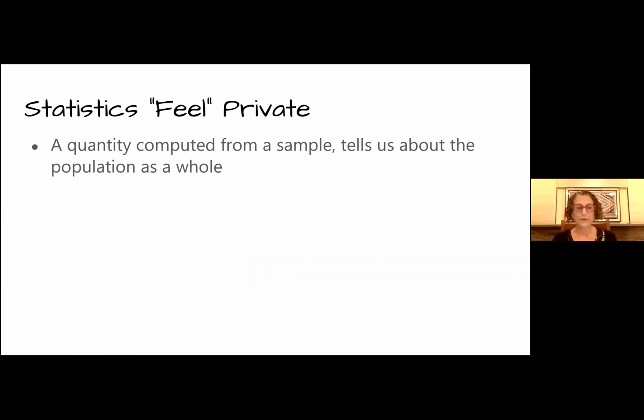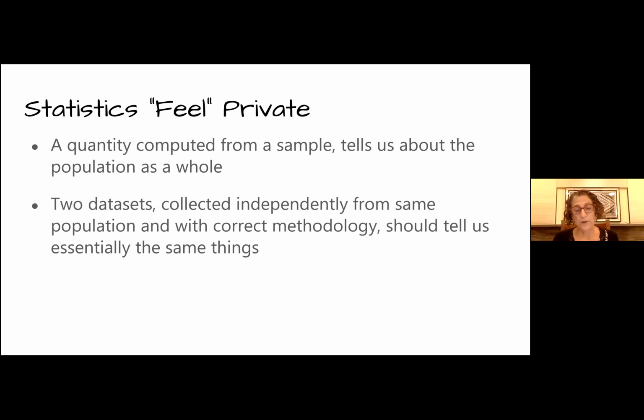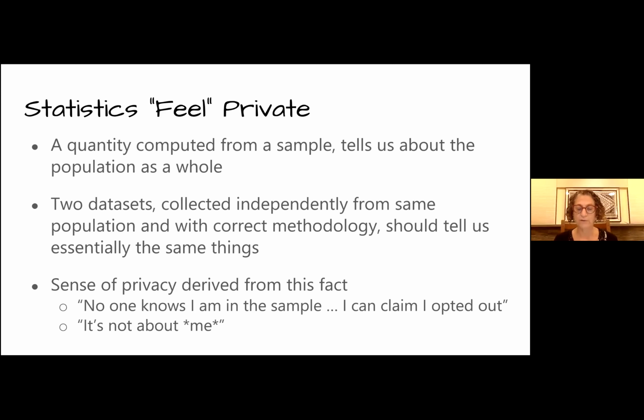Okay, so let's think about statistics. A statistic is a quantity that's computed from a sample. And we like statistics because we can look at them and we think that they will tell us something about the population as a whole, if we've used good sampling procedures. And in fact, two data sets that are collected independently from the same population and with the correct methodology, we expect are very likely to tell us essentially the same things about our population. And there's a sense of privacy that's derived from this fact.